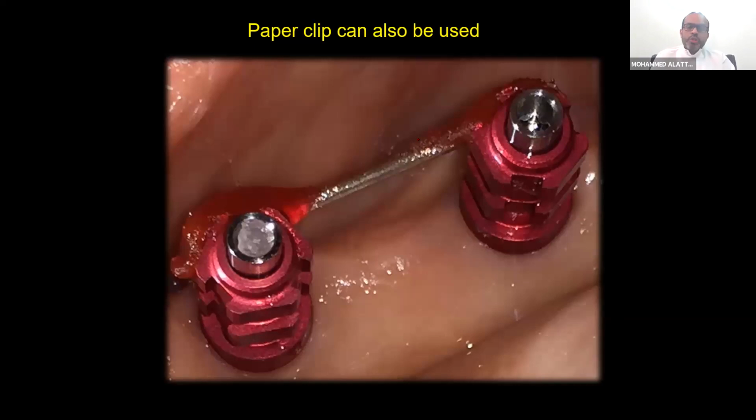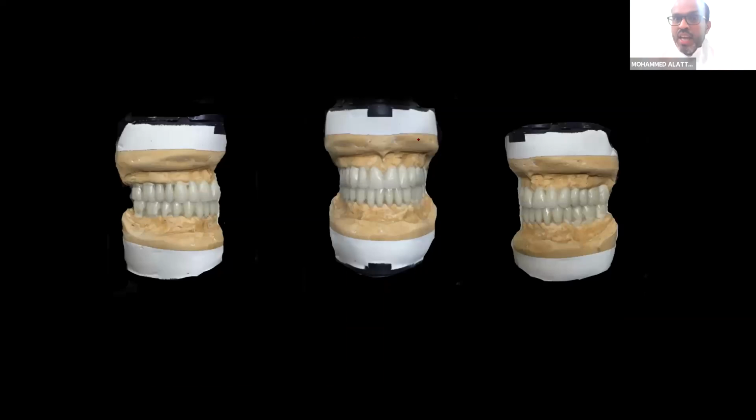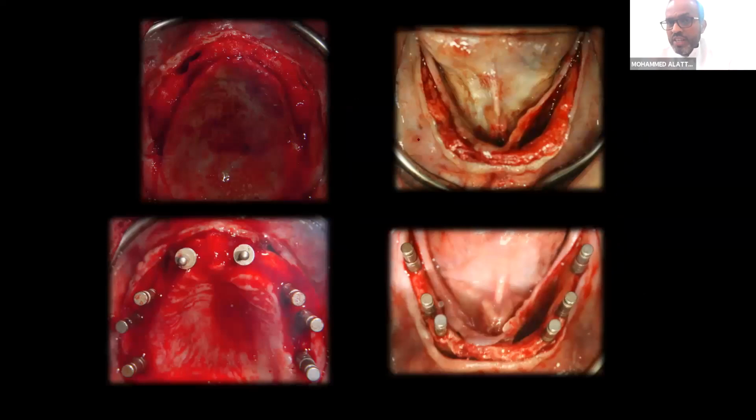Now for this case, this patient came to us edentulous. He is demanding a fixed implant prosthesis. We didn't promise the patient a fixed prosthesis until all the data was collected. We did a mounted cast and a diagnostic wax-up. After that, we gave him the chance that we can do an implant fixed prosthesis for him. We placed upper 8 implants and lower 6 implants for a future fixed prosthesis.